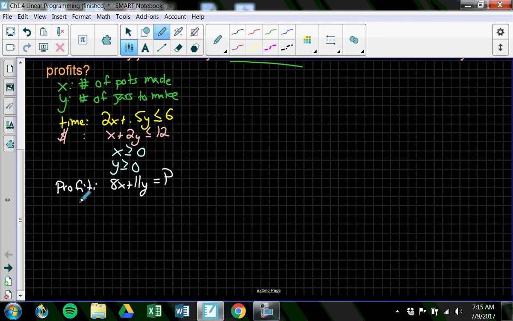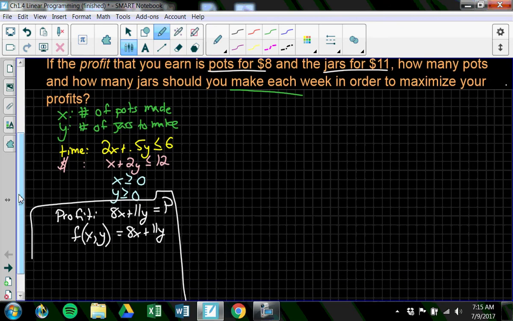Or we can set up a new function with 2 inputs, f of x comma y, equals 8x plus 11y. And if this looks totally foreign to you, if you're lost by that, you can skip that. This will be the last thing that we play with, how to find the profit. Before we can do that, we've got to figure out the best ideal number of jars and pots to make.